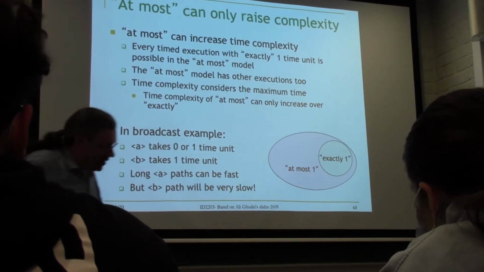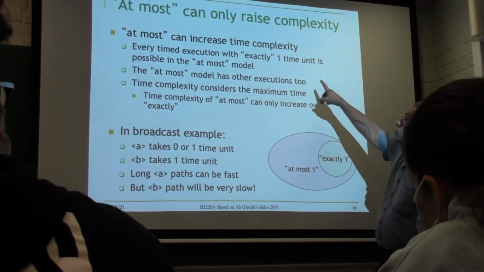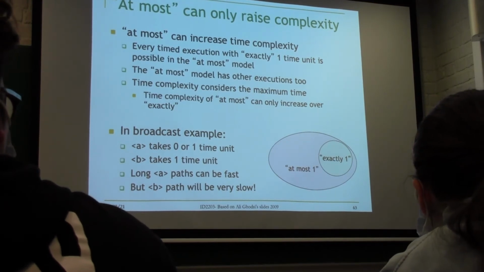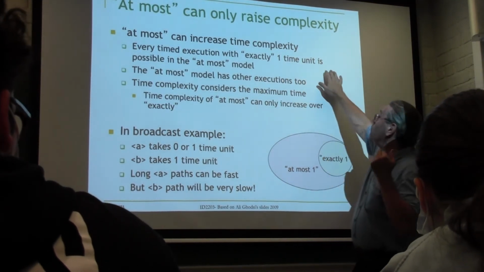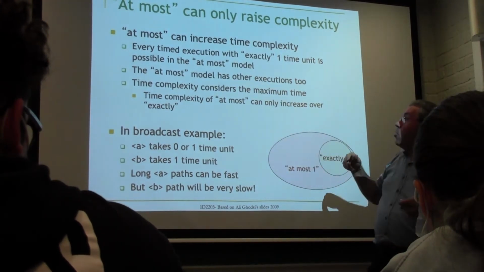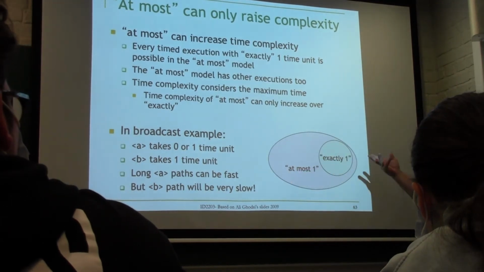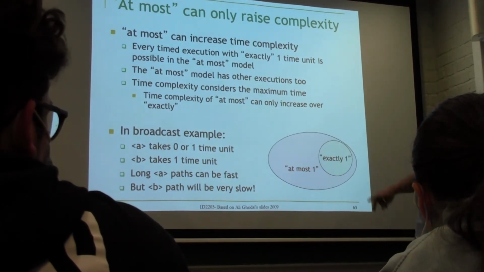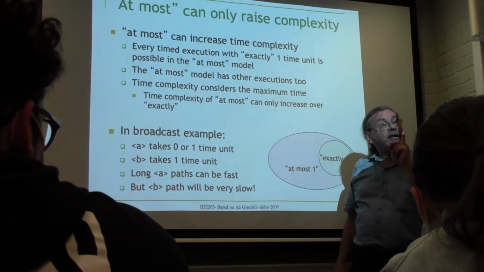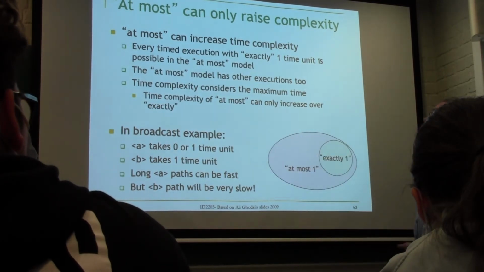So let me give you a hint for this. At most can only raise the complexity, okay? Every execution with exactly 1 unit is also possible in the at most model. But the at most model adds more executions, ones where you have some zeros. The issue is the time complexity, it's not the time of 1 execution. It's the worst case over a whole set.